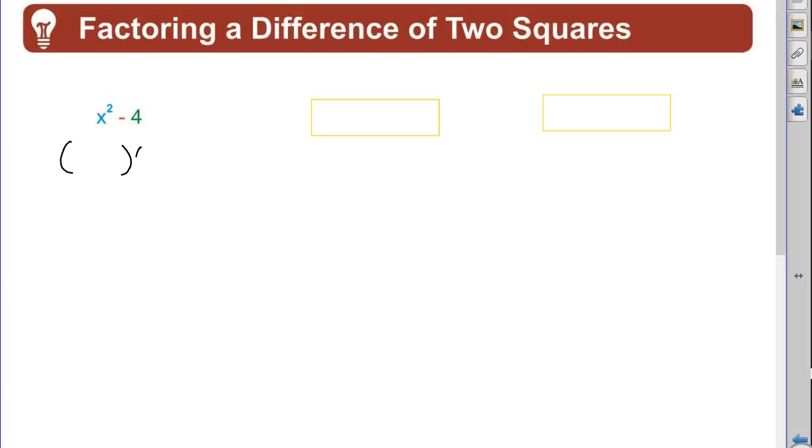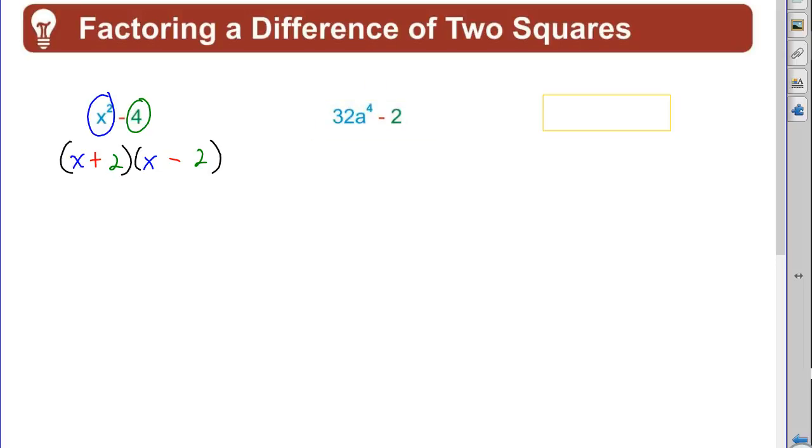Two parentheses, a plus goes in the middle of one, and a minus in the middle of the other. Okay, then the front is the square root of the front, and the back is the square root of the back. And that's it. x plus 2 times x minus 2 will give you x squared minus 4, a difference of two squares. All right, how about something like this?